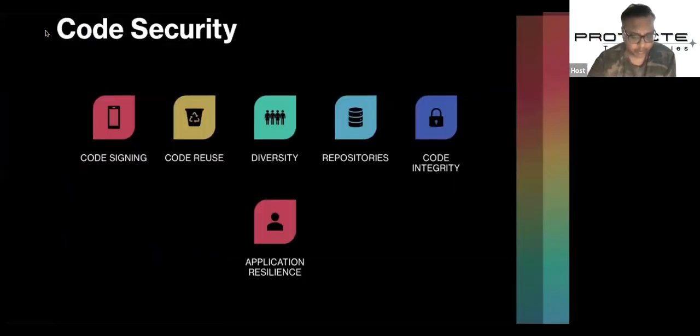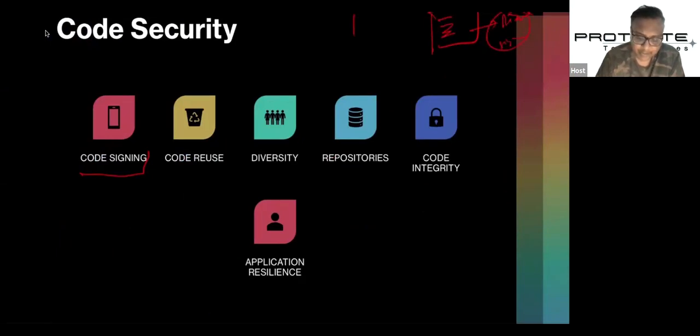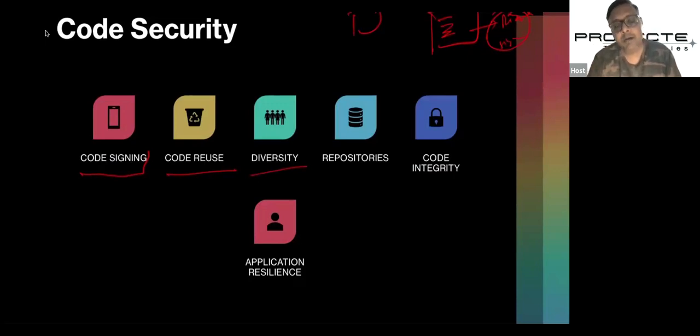How do you generally protect the code? If you are writing software and you want to protect the code, you have certain measures. First is called code signing. If you wrote a piece of code, you sign it with your digital signature and then make it available. Anybody who wants to see whether this code is authentic or not goes and checks your digital signature. Code reuse: whenever you're reusing code, be very, very sure that it is from authentic sources, not from unauthentic sources. Code diversity: if you have diverse people checking your code, it will be more secure.